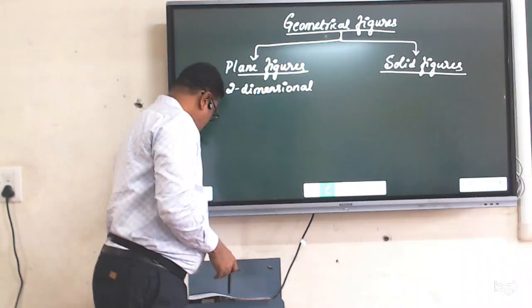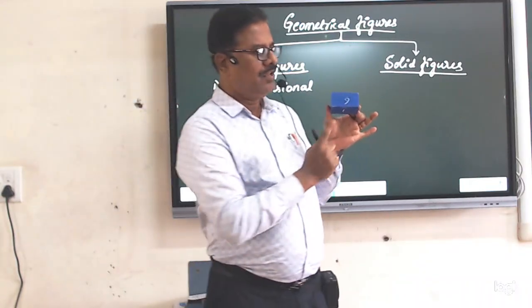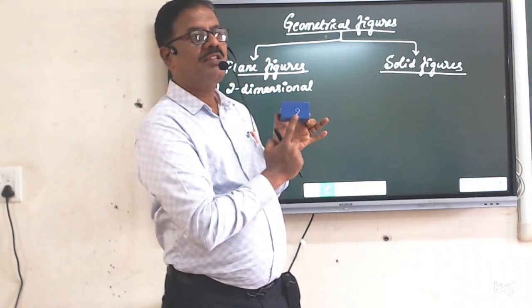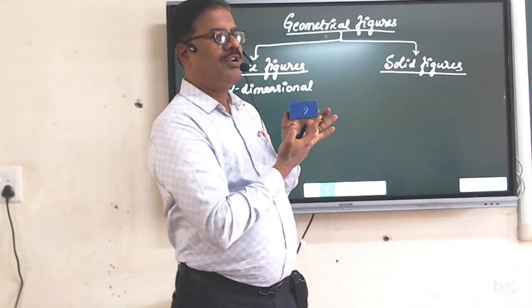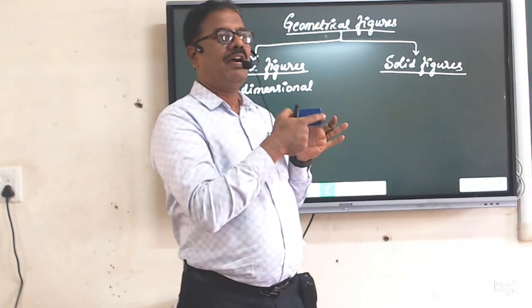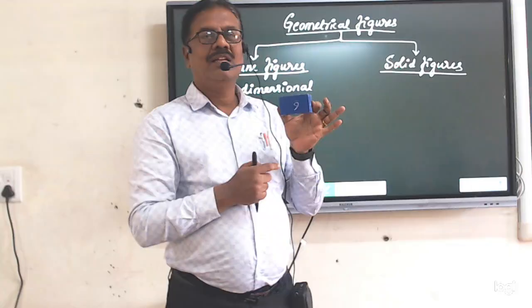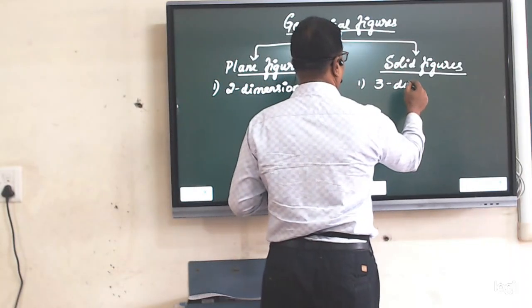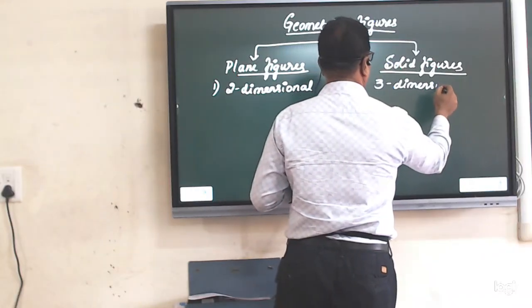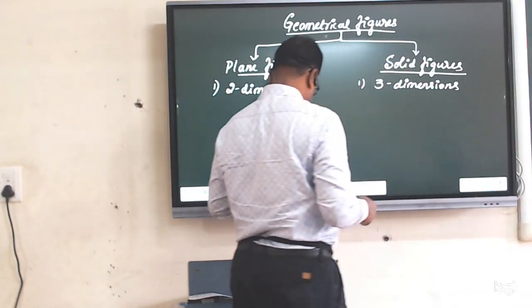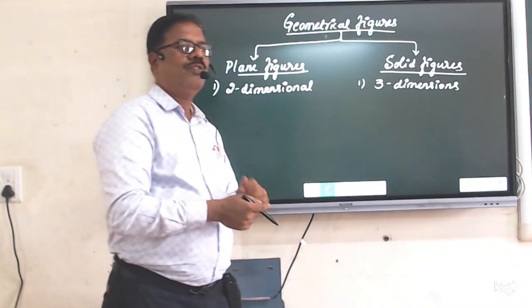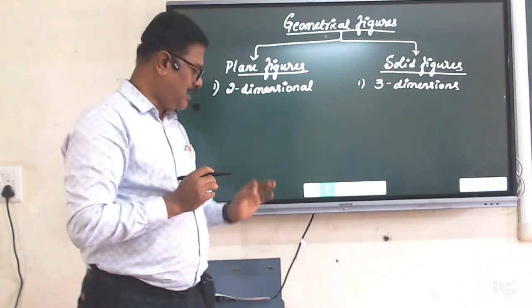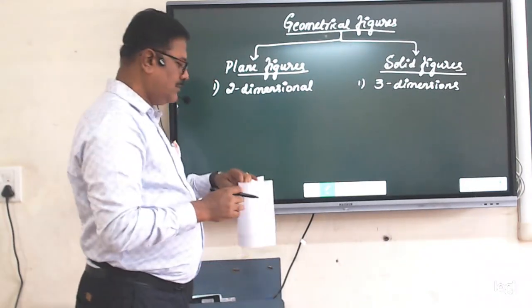Whereas when you talk about the solid figure, see, as you said, this side is in the shape of what? Rectangle. This will be called what? Length. And this? Breadth. And this is called height. So how many dimensions does it have? Three dimensions. So solid figures are of three dimensions. Okay.